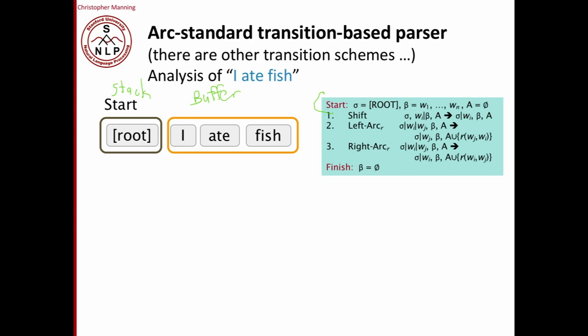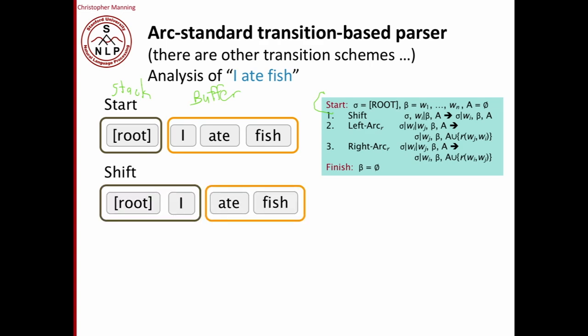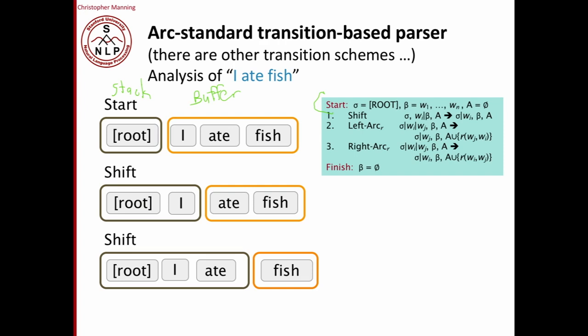Okay, and so then the actions I can take are to shift things onto the stack or to do the equivalent of a reduce where I build dependencies. So starting off, I can't build a dependency because I only have root on the stack, so the only thing I can do is shift. So I can shift "I" onto the stack. Now I could at this point say, let's build a dependency, "I" is a dependent of root, but that would be the wrong analysis because really the head of this sentence is "ate". So I'm a clever boy and I shift again, and now I have root, "I", "ate" on the stack.